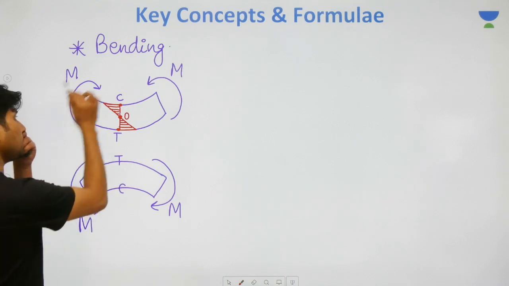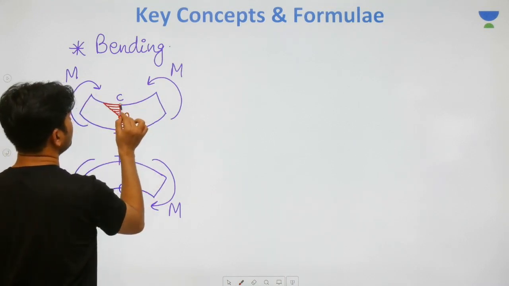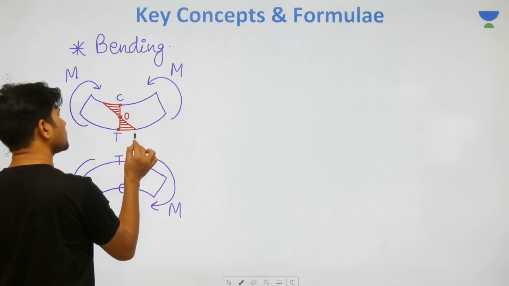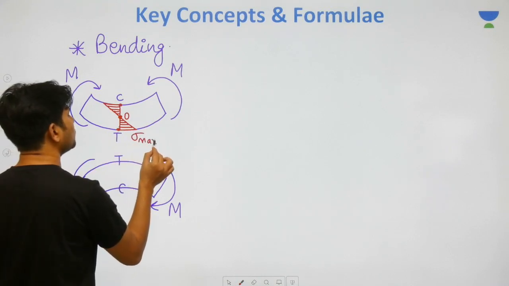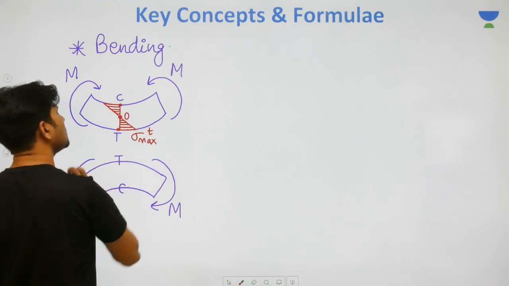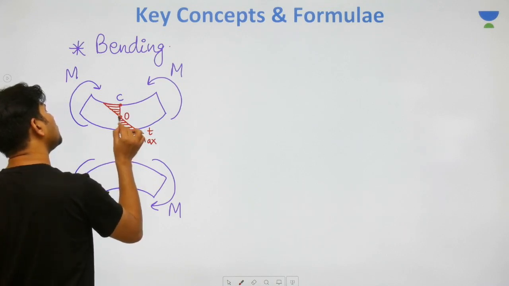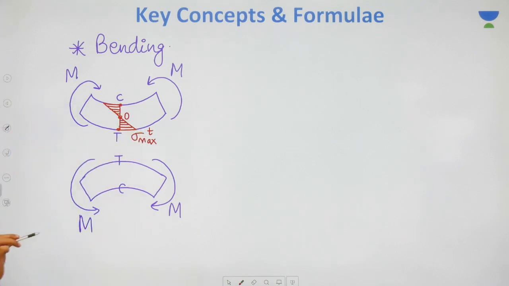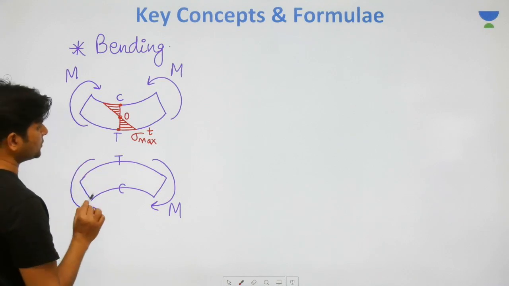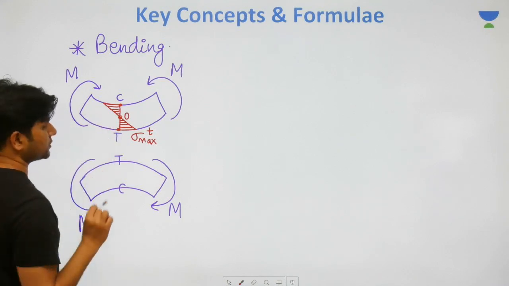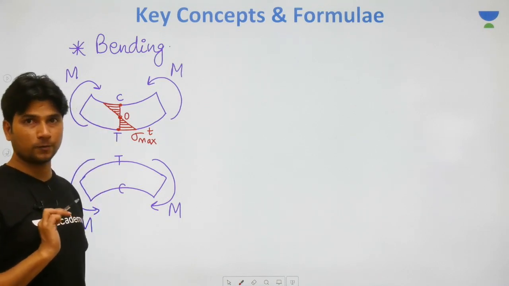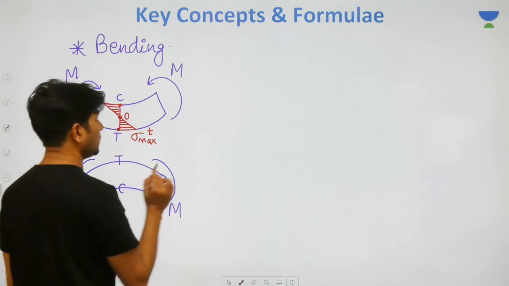So in case of sagging bending, the topmost point will have maximum compressive stress, the bottommost point will have maximum tensile stress, and in between somewhere the stress will become zero due to bending moment. That particular axis where the stress becomes zero is known by the name neutral axis.